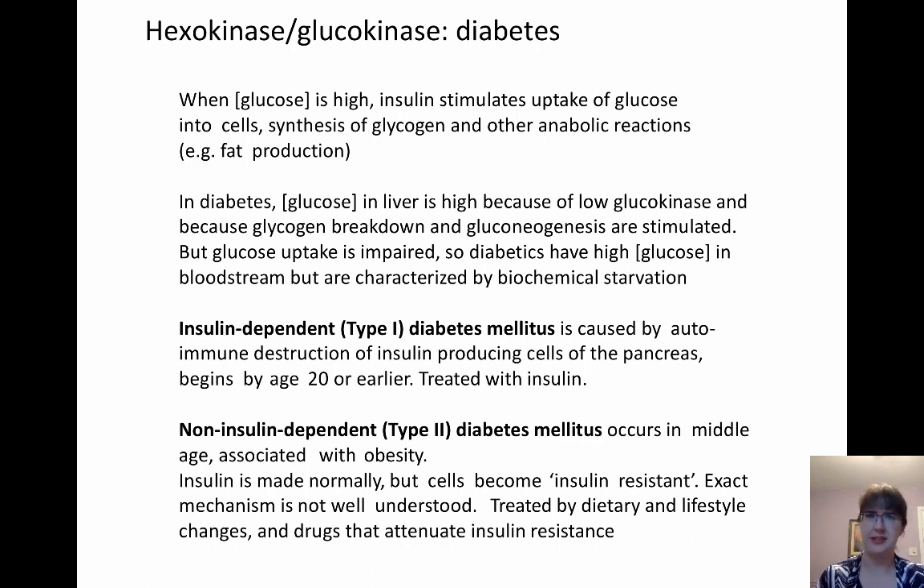It was kind of like, I thought only little kids had type 1 diabetes. And no, it can actually come on later in your late teens, early 20s. Non-insulin dependent or type 2 diabetes is going to occur usually in middle age, and it's usually associated with insulin resistance. So insulin is made normally, but your cells basically don't receive the signal like they're supposed to. The exact mechanism is not super well understood, but what's good is that they can often be treated with basically dietary and lifestyle changes.